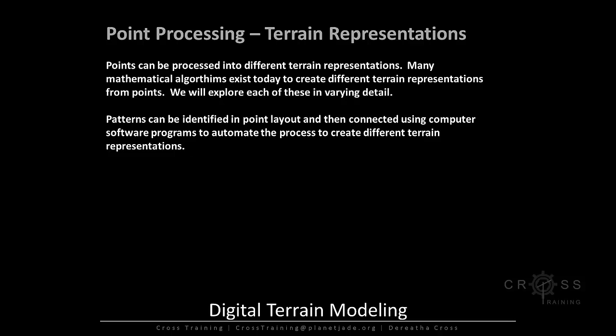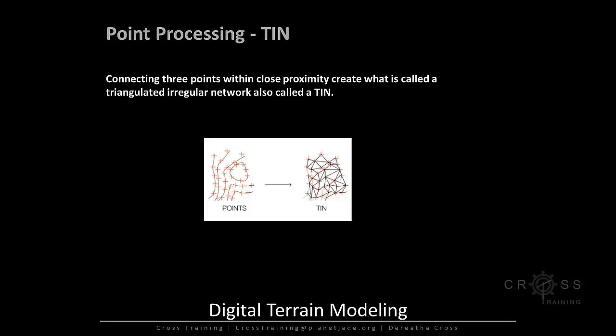So let's take a look at some of these different terrain representations, and we're only going to take a look at 3 of the most common terrain representations, and of course there's others. The first one is the TIN. So if we connect 3 points within close proximity, we can create what is called a triangulated irregular network, which is also called a TIN. So it's just abbreviating triangulated irregular network to create the word TIN.